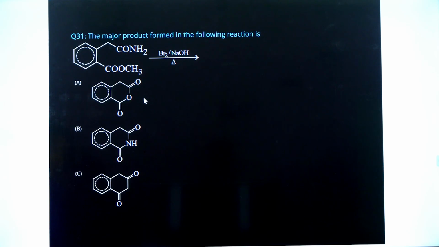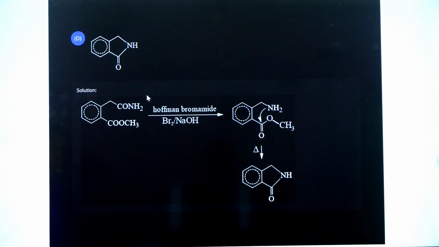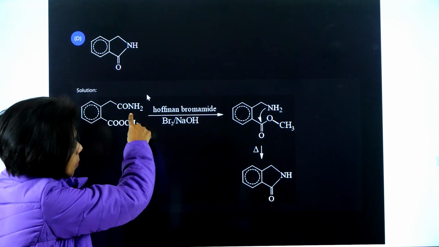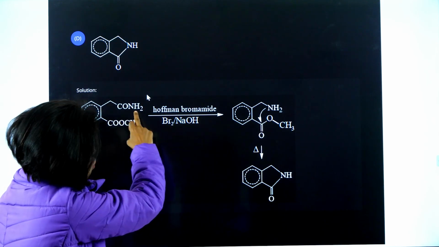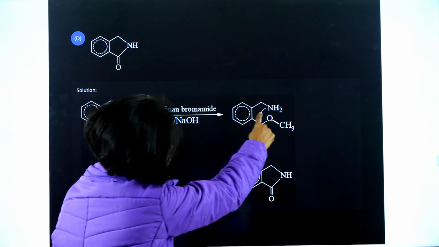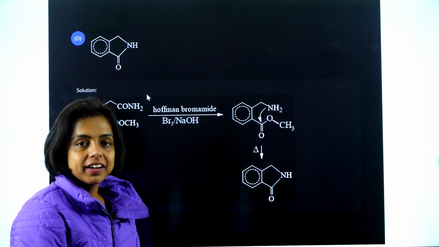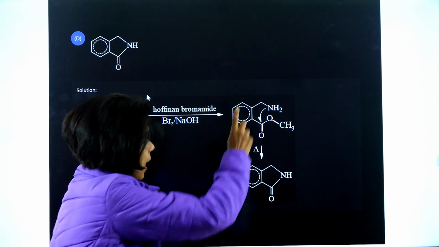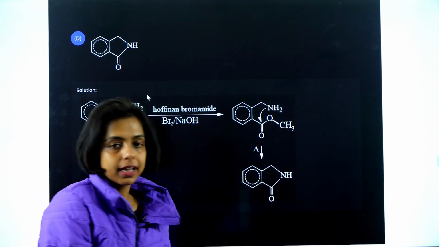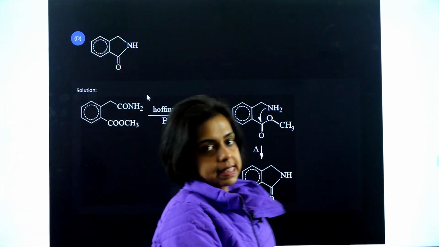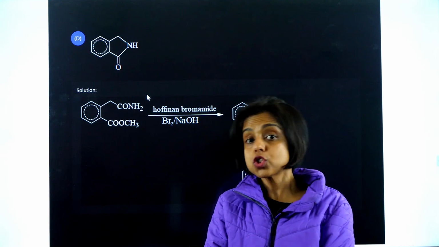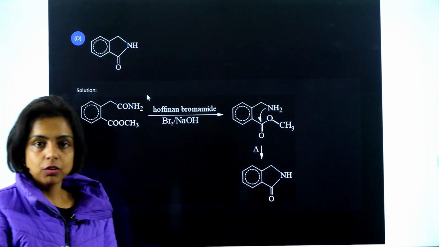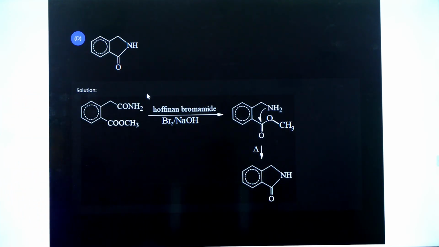So these are the options given, A, B, C and D. Of course the answer is D for donkey. You can see here Hoffmann bromamide, right? So CONH2 will form NH2, and one carbon will be lost. It is a degradation reaction. You will get NH2 here, right? Hoffmann degradation, one carbon will be less. And then after heating, it will form a cyclic amide. Done. So D, donkey, is the correct answer here. Pretty common reaction which you are supposed to know in nitrogen compounds, right? Okay, let's have a look at the next question.